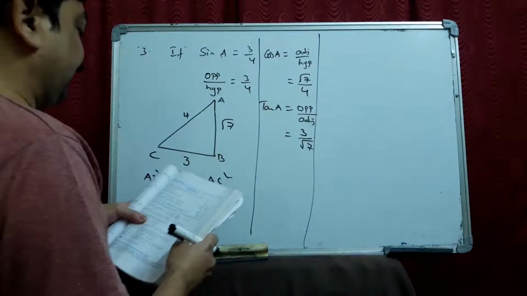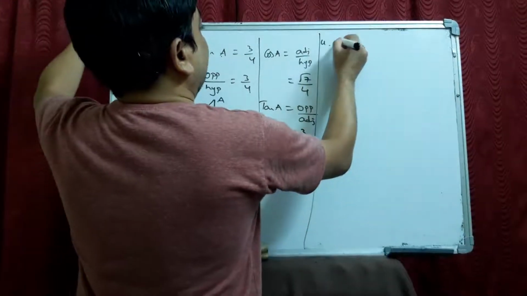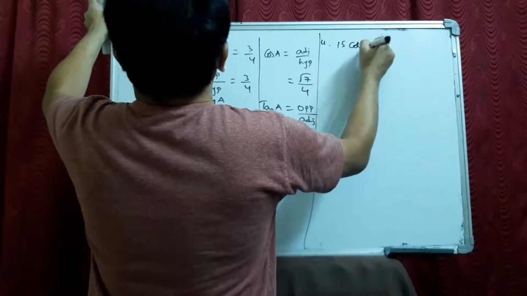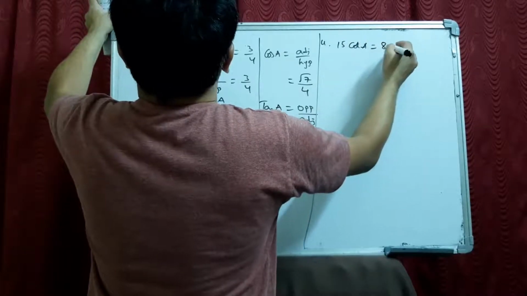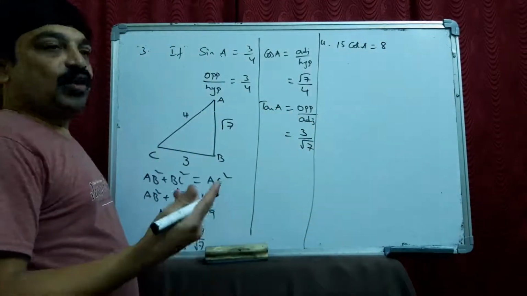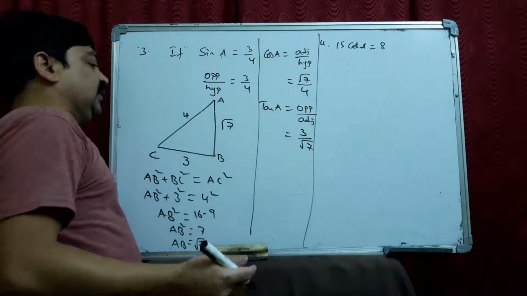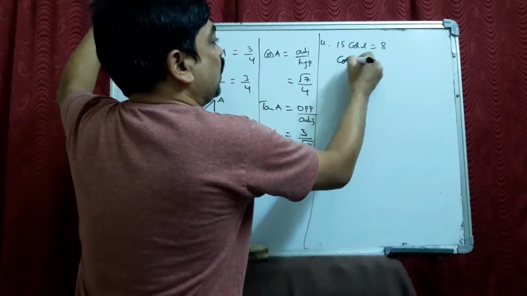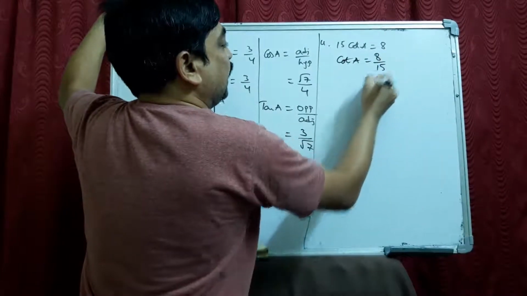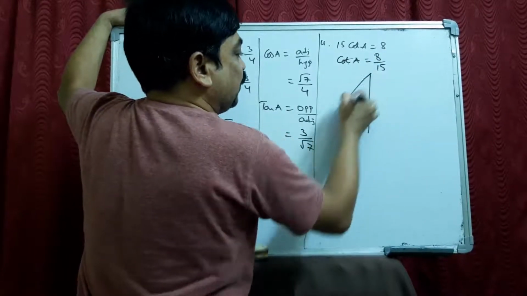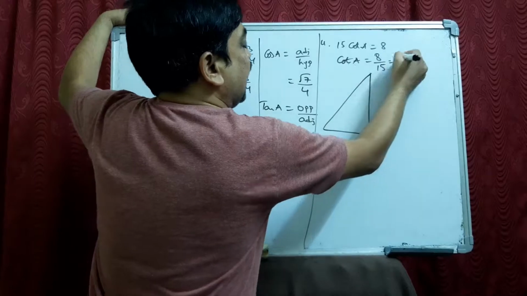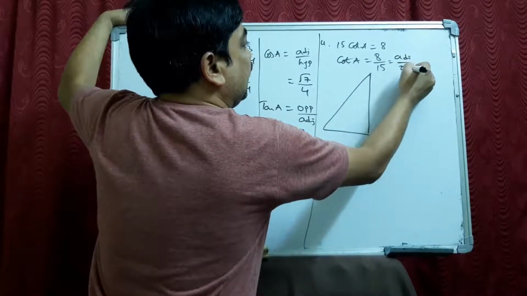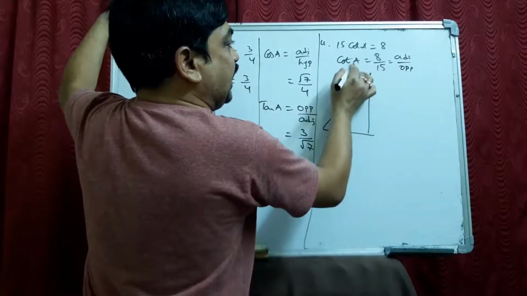Next one, fourth problem. They have given 15 cot A is equal to 8. Find sin A and secant A. Same problem. We do the same way. See, 15 cot A is equal to 8. That means cot A is equal to 8 by 15. Take a right angle triangle first of all. This is adjacent by opposite. So let us take A. It is A, no?